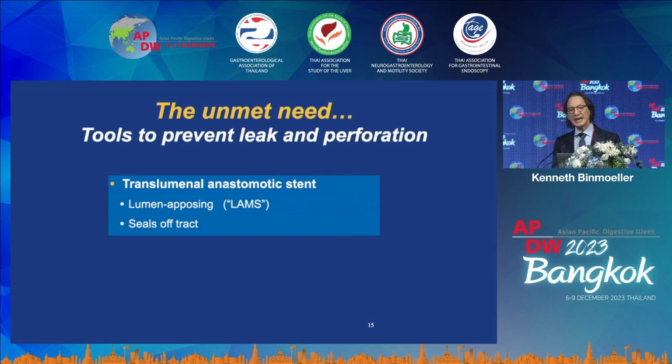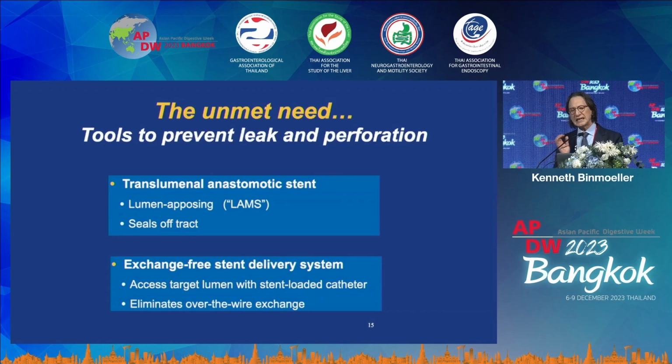And firstly, we needed a transluminal anastomotic stent that should be lumen-apposing, a LAMS, and it needs to seal off the tract so we don't have leak. But also we need an exchange-free stent delivery system. Seldinger works for the radiologist. It doesn't work for us because of the additional hurdles that we have using that technique. We want to access the target lumen with a stent-loaded catheter and then immediately deploy our anastomotic stent. In other words, we want to eliminate over-the-wire exchange.